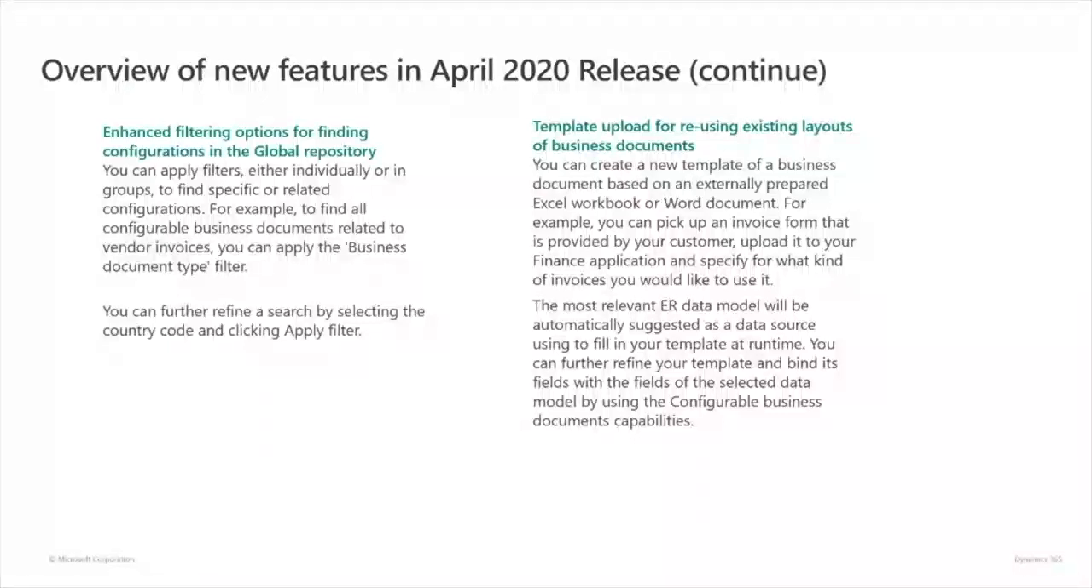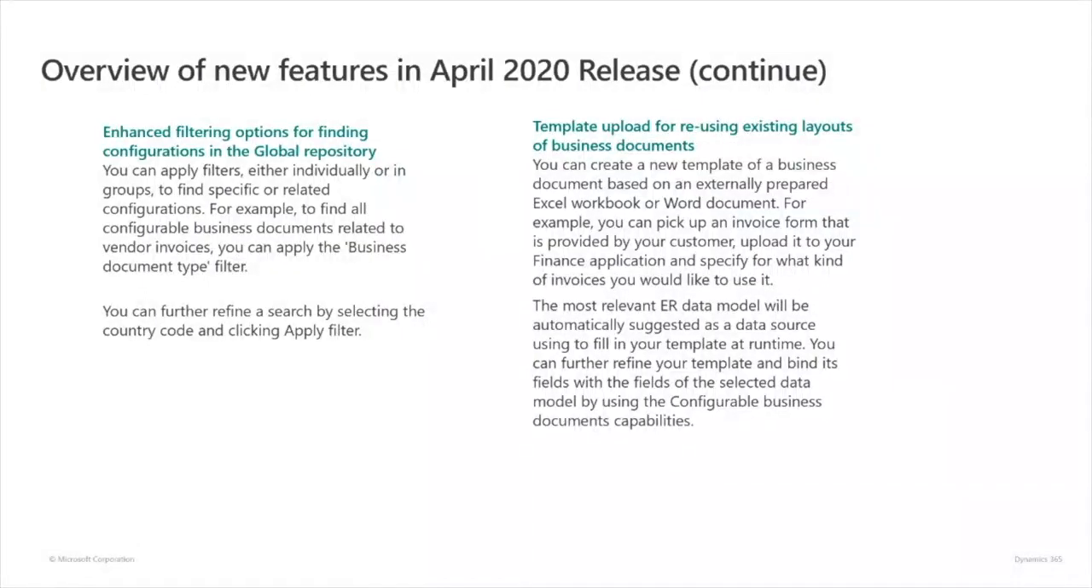And the last, but not the least of these features are enhanced filtering options for finding configurations in the global repository. This feature allows you to quickly filter a required configuration, and in case of business document, just search, for example, for all sales confirmations which you have, right, and import only them. So it simplifies the process of getting a required business document in your environment.